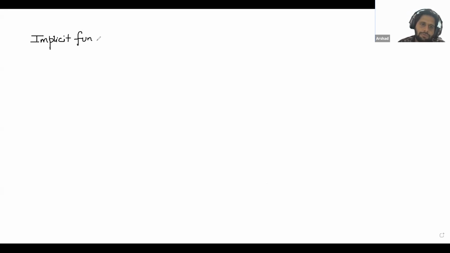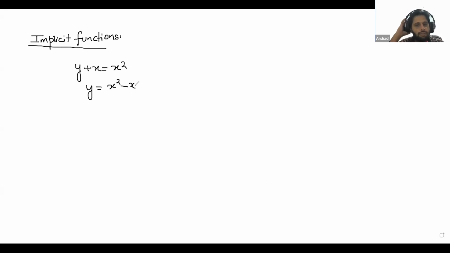Implicit functions. So what are implicit functions? Please check here. Suppose we have this equation y plus x is equal to x square. Then we can write y is equal to x square minus x. So if we have this function, then we can write y completely in terms of x. Such functions are called explicit functions.